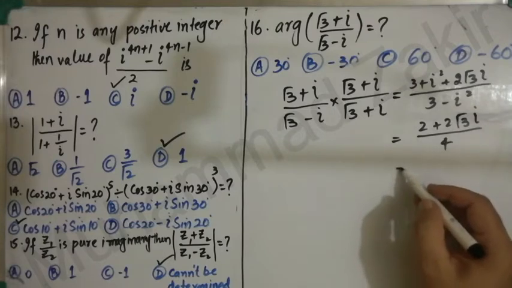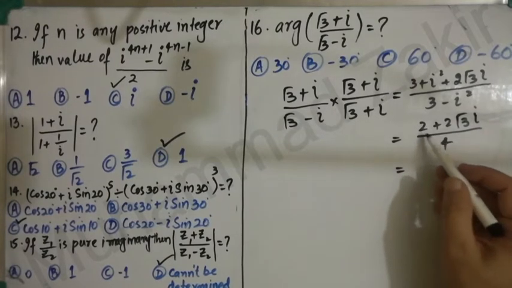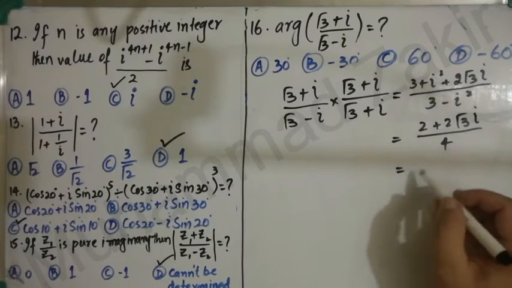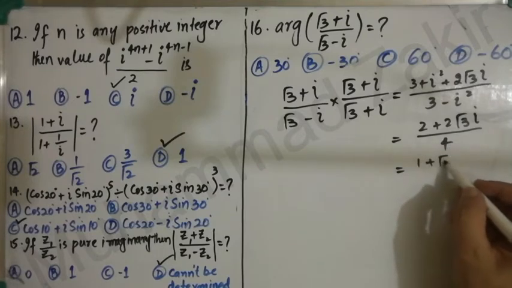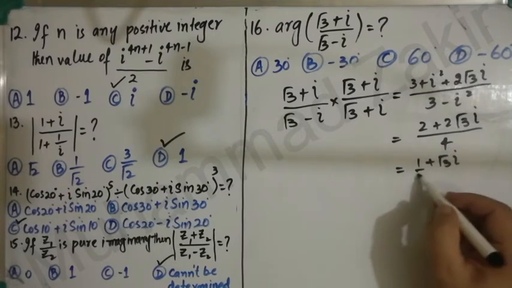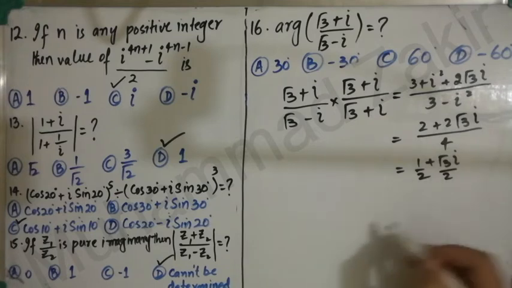Now finally, taking 2 common from the numerator, it becomes (1 + √3 i) by 2. 2 can be divided here. These are the real and imaginary parts.